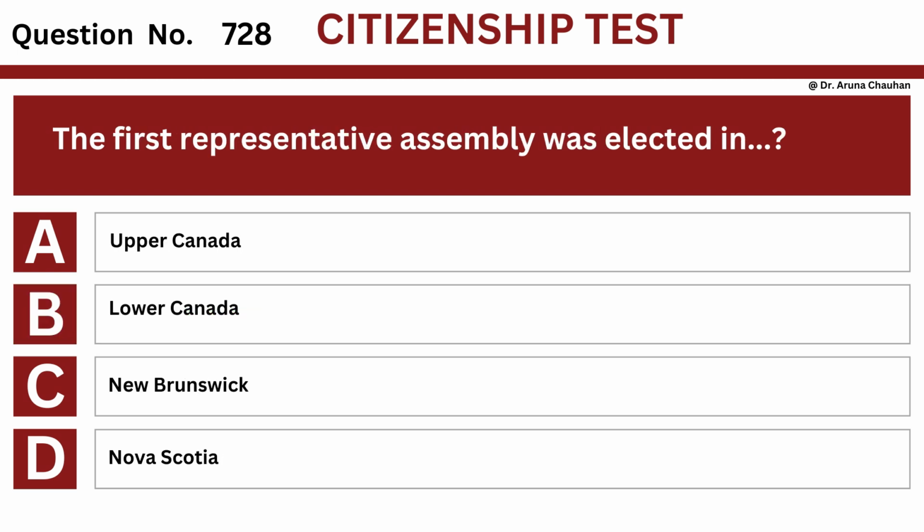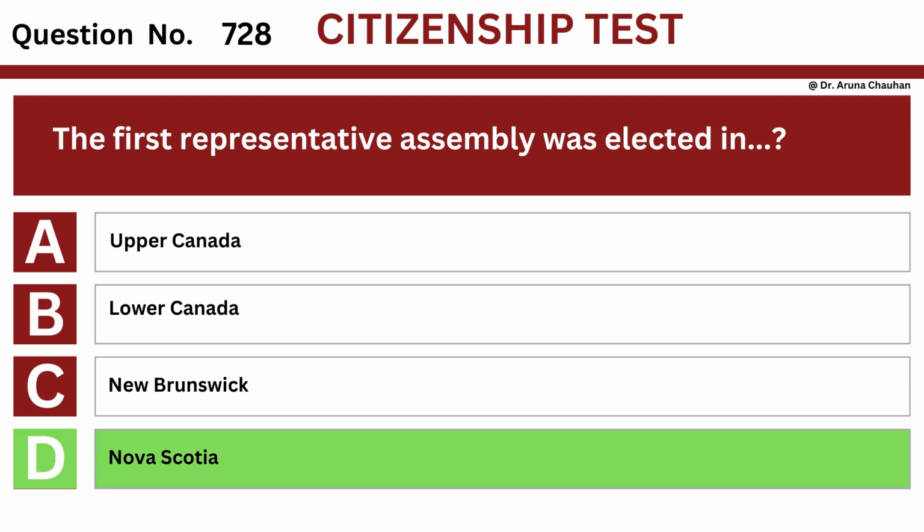Question number 728. Question: The first representative assembly was elected in option A, Upper Canada. Option B, Lower Canada. Option C, New Brunswick. Option D, Nova Scotia. The answer is option D, Nova Scotia.